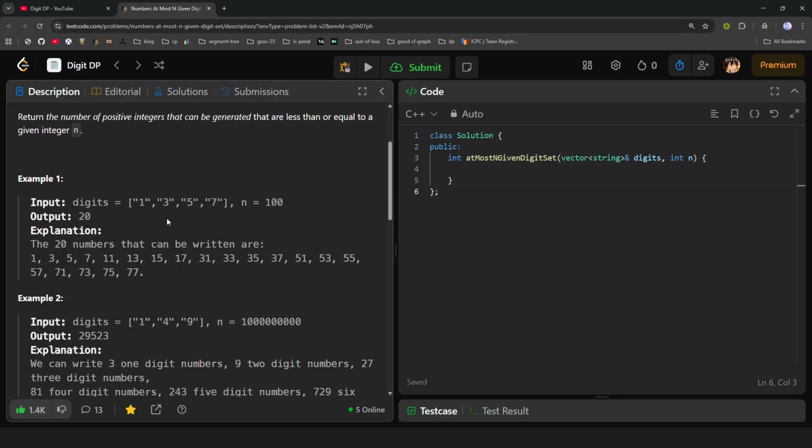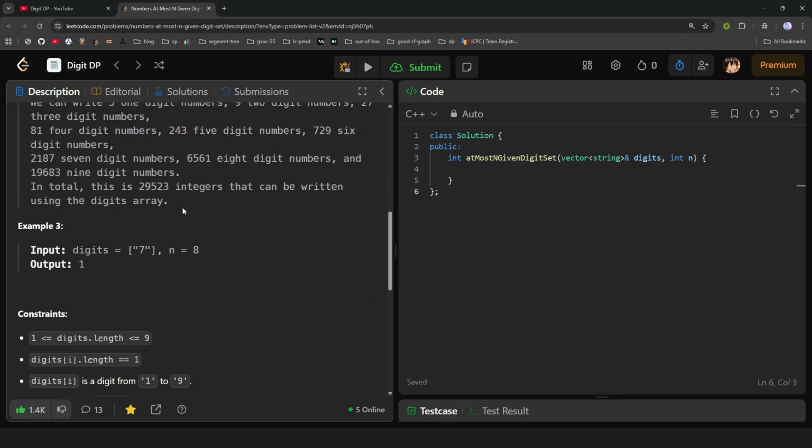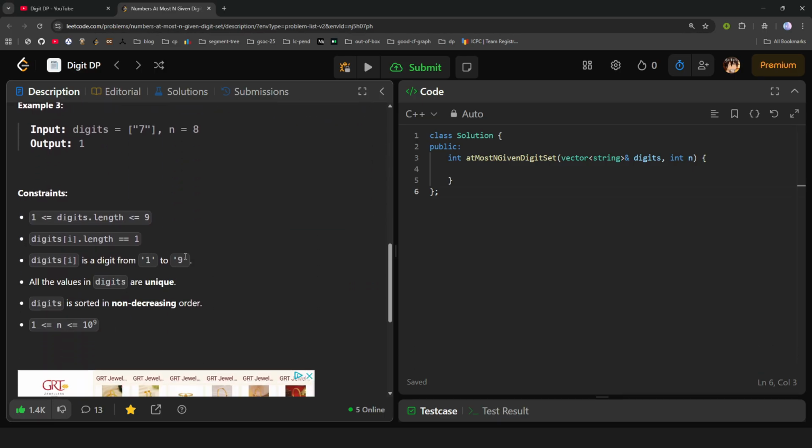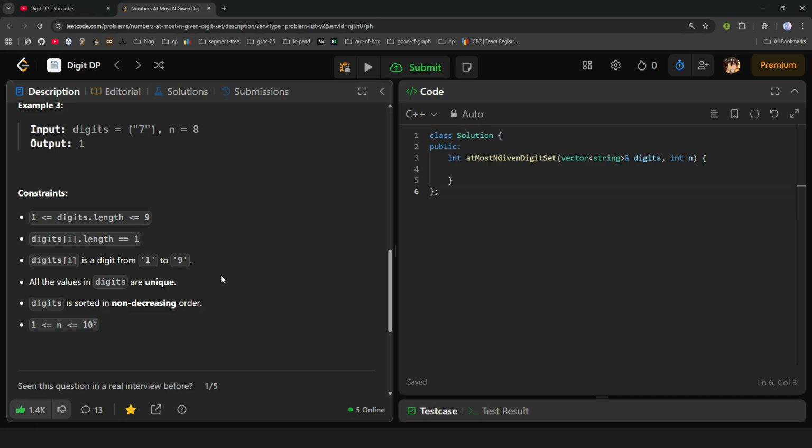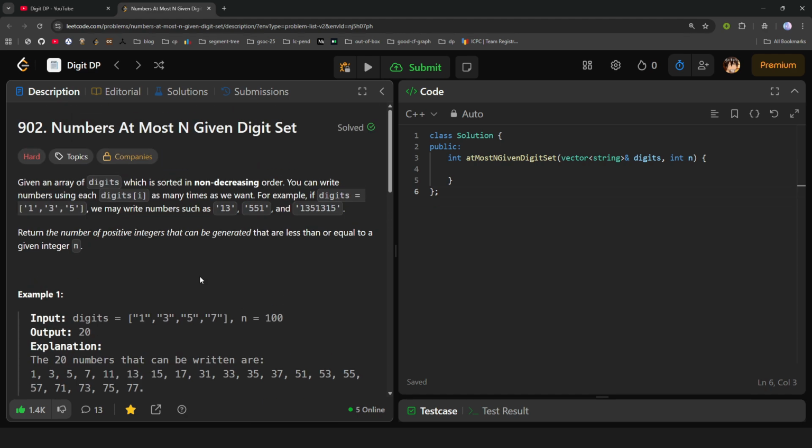So this is the question, and here we are given 3 different examples, and this is the constraint. One important thing to notice is that whatever integers are present in the digits array will only range from 1 to 9. That is, only positive digits can be used. You will never have to use the digit 0, right? So this is the question. I hope you understood this.